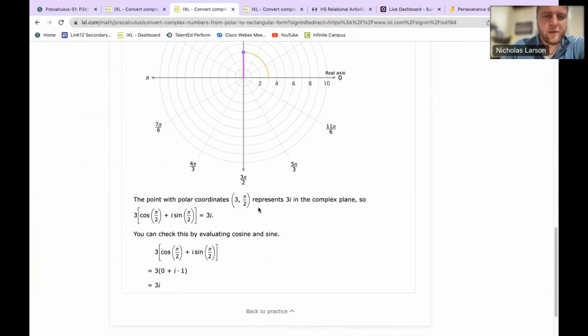As we go to plug it in, I can figure out what cosine of pi over 2 is. It's 0. I can figure out what sine of pi over 2 is. It's 1. So when I plug it in, it becomes 0 plus I times 1, which is just I, and gives me 3 times I. So 3I.